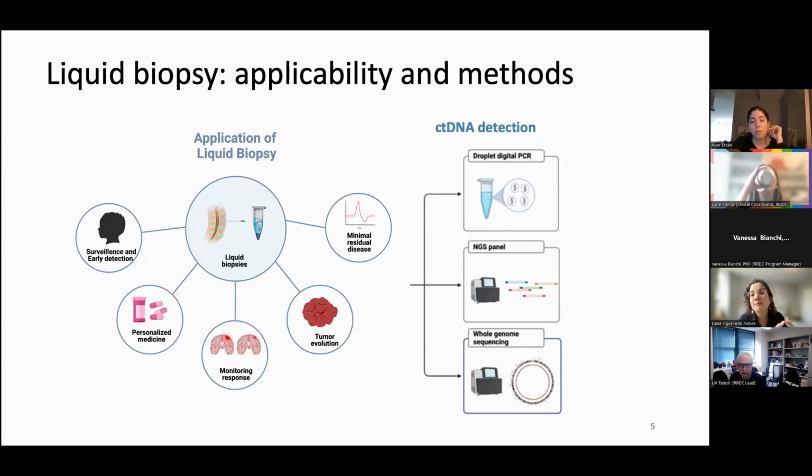There's many, many methods and many tools that we can use to analyze these alterations. I'm going to focus today on the two that we are developing currently, which are next generation sequencing, and specifically a panel and low-pass whole genome sequencing.